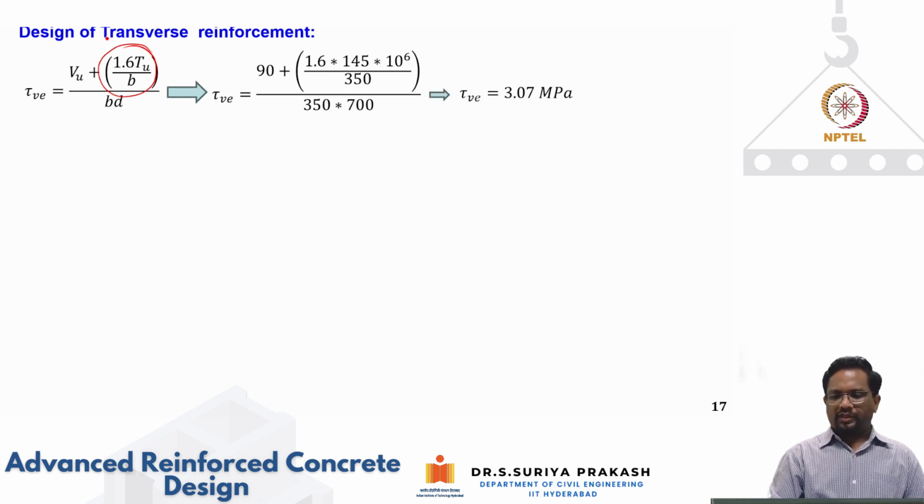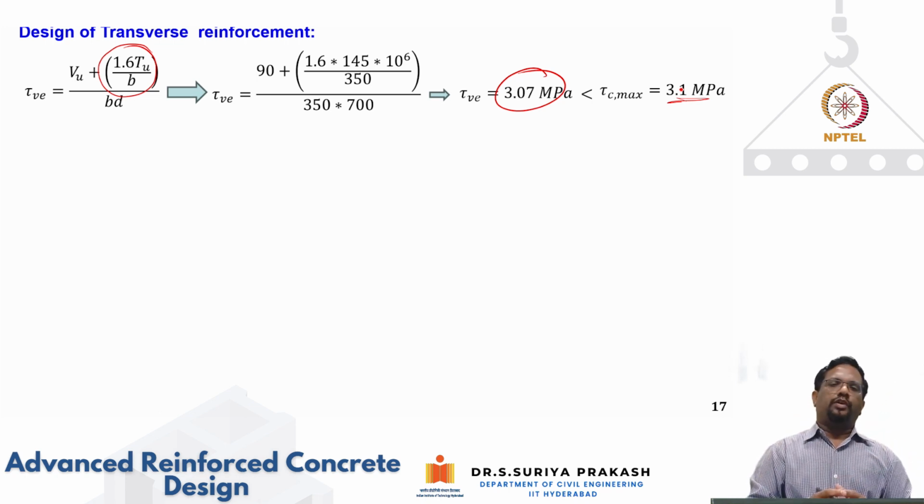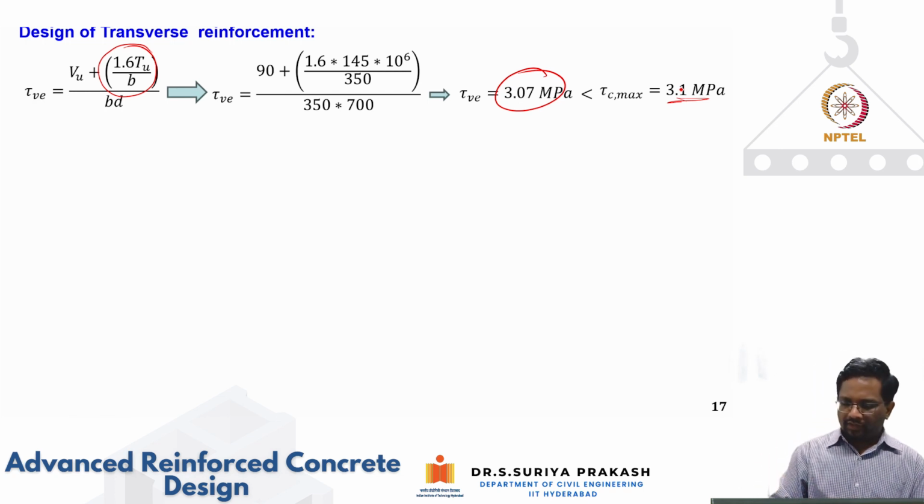shear stress as 3.07 megapascal, which is less than 3.1, just adequate. In fact, if this value is going more than 3.1, this dimension will not be adequate. We have to increase the dimensions to satisfy that tau E should be less than tau C max.